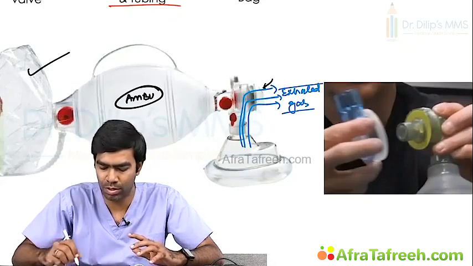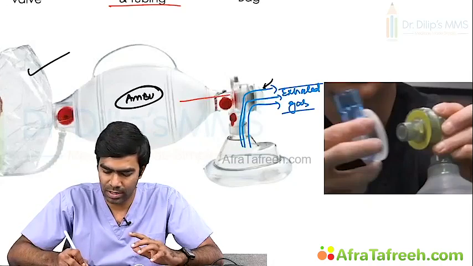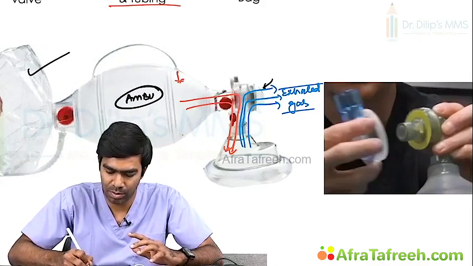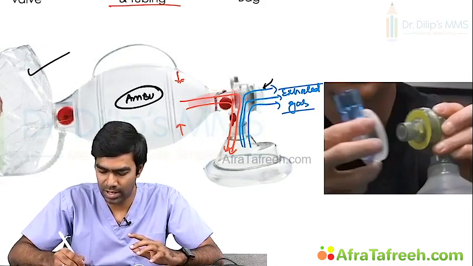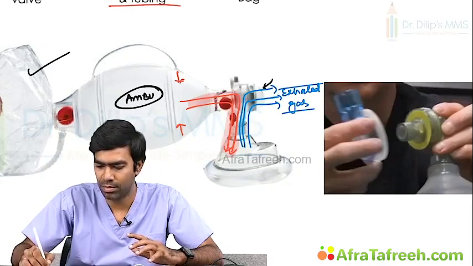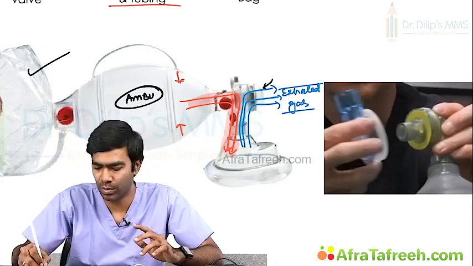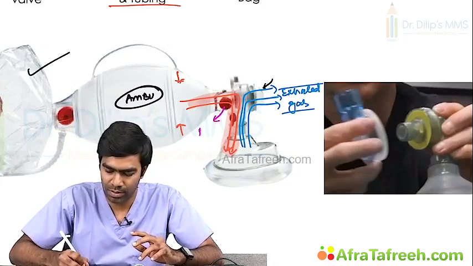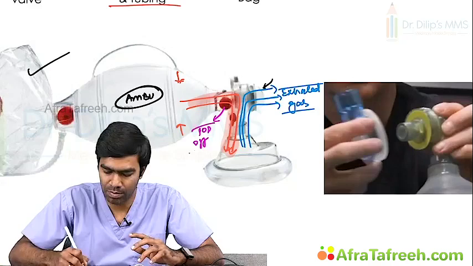This is the expiratory port. Similarly, the compressed gases, which means whenever you compress the AMBU, the gases will flow in this direction and come through the mask into the patient. So that's how it works. And this is the pop-off valve here. This is the pop-off valve.